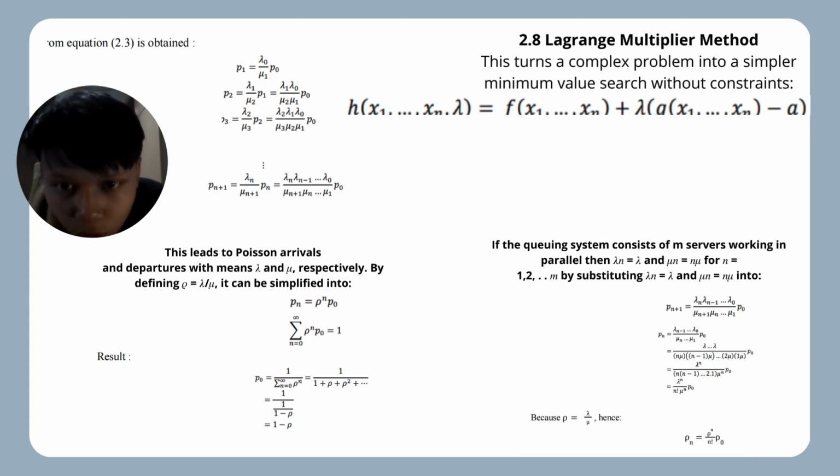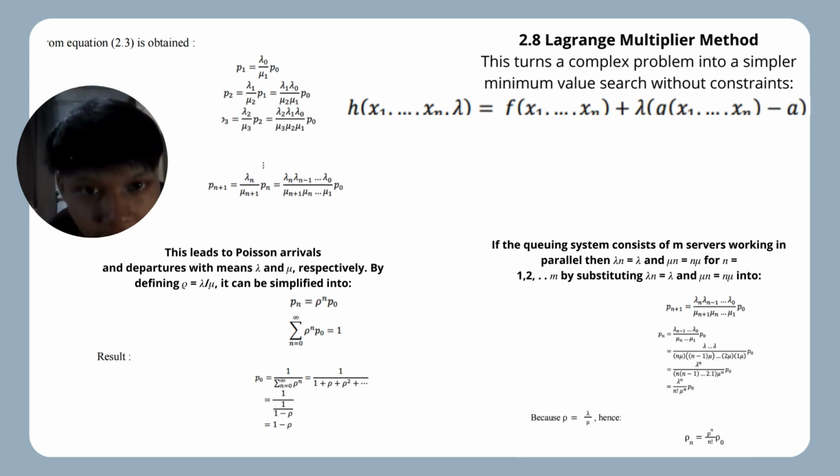This leads to Poisson arrival and departures with means lambda and mu respectively. By defining rho equal lambda per mu, it can be simplified into this formula.